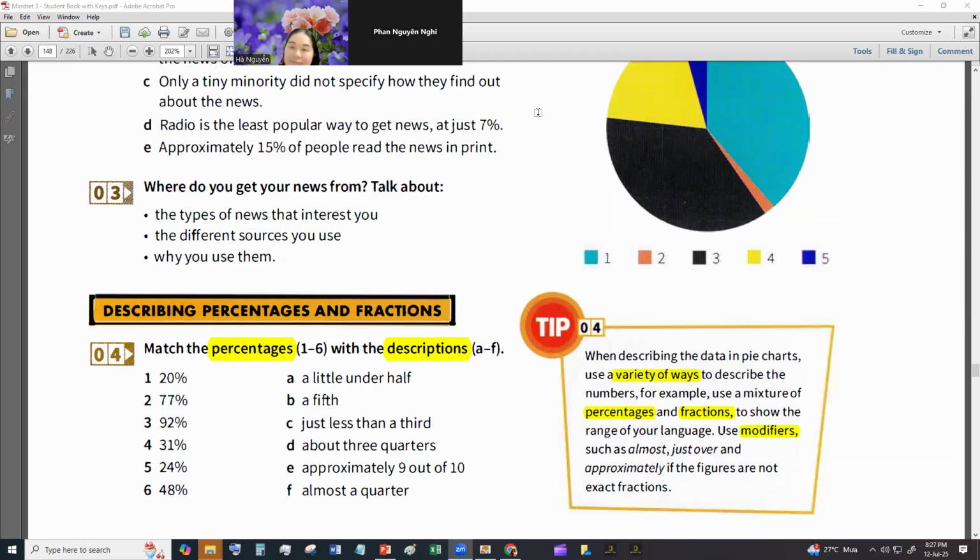I finished. Thank you very much. So let's have a look. 20% is? Is a fifth. Good job.